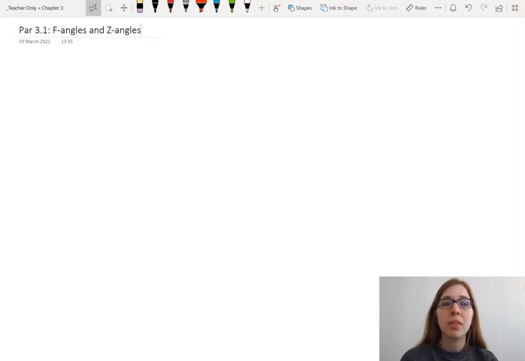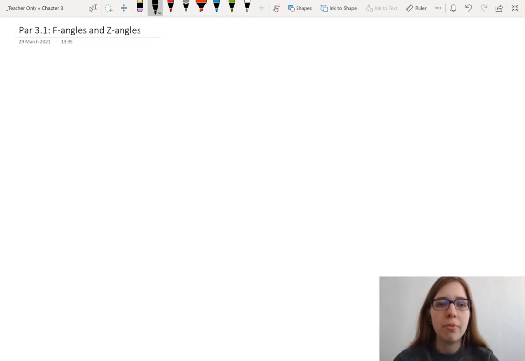Hello everyone. The first paragraph in chapter 3 is going to be about something called F-angles and something called Z-angles. So I'm going to start by showing what they are, how we can use them, and finally I will give an example of, again, how they are used. So what are F-angles, what are Z-angles, where do they come up?